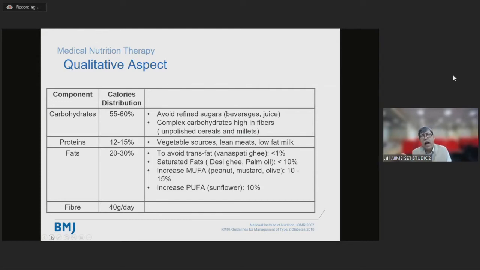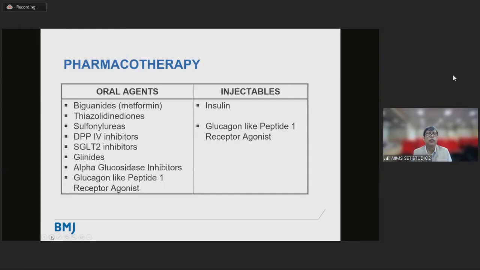Proteins, 12 to 15%. And with the milk, please think about low-fat milk. Fats, 20 to 30%, but definitely not more than 10% of saturated fats. The remaining should be MUFA and PUFA. And try and up your fiber content. So about 15 grams of fiber or 20 grams of fiber for every 1,000 kilocalories would be useful.